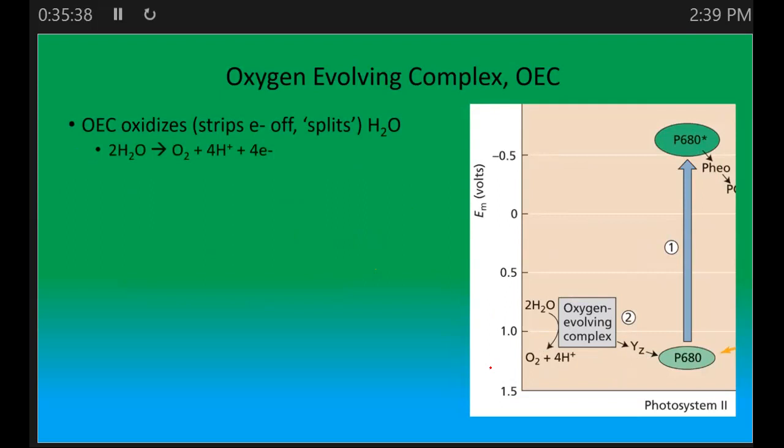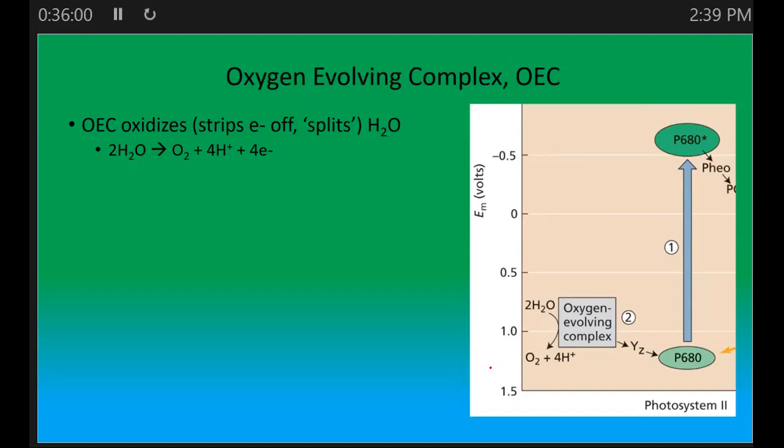And so they typically describe it this way. If you take 2 water molecules, that way you end up with an O2 molecule. So 2 water goes to oxygen and 4 protons, 4 electrons. Okay, so that reaction allows for the electrons to get stripped off of water.